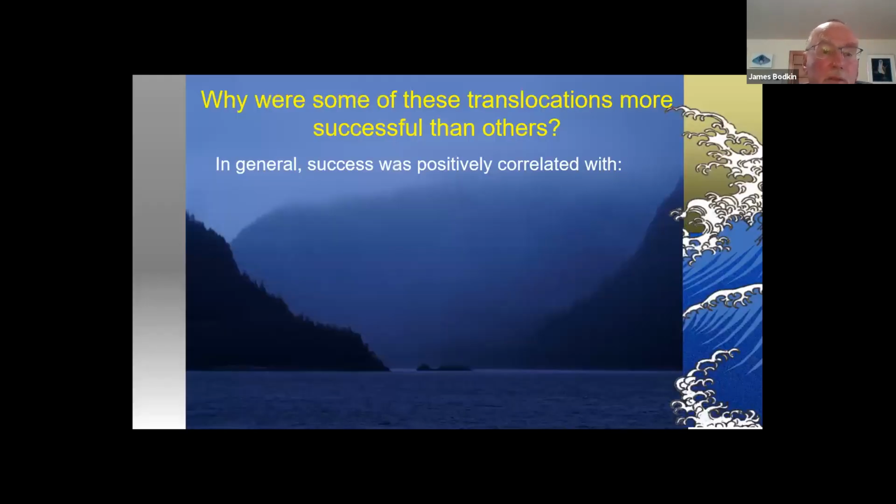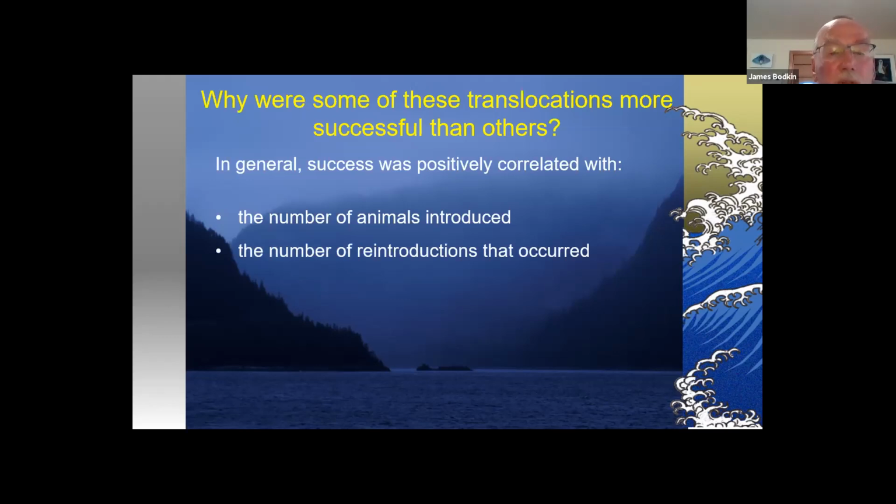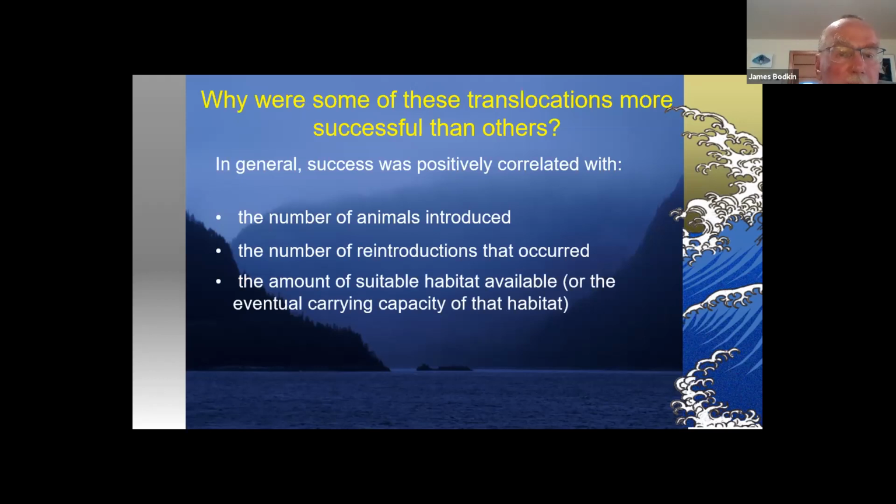So now I'd like to ask why some of these translocations were more successful than others. Now, in general, success was positively correlated with the number of animals that were introduced. The larger the number of animals introduced, the sooner and the larger the populations became evident. Success was also positively correlated with the number of reintroductions that occurred, and with the amount of suitable habitat available, or what might be viewed as the eventual carrying capacity of that habitat.